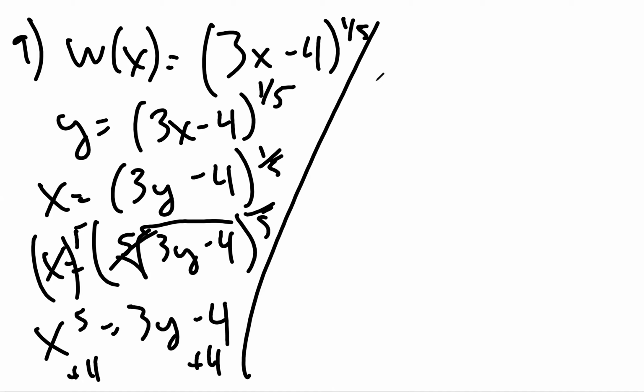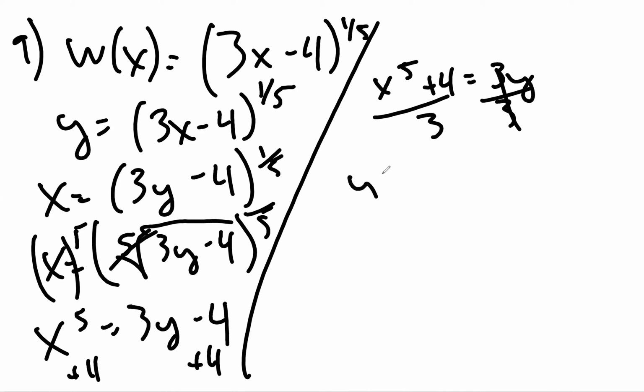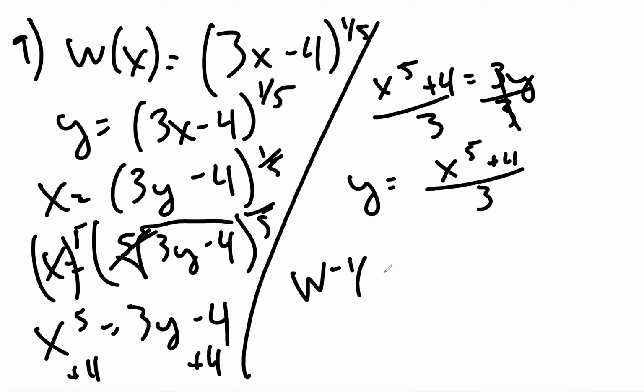Now I'm going to add 4 to both sides, so that gives me x to the 5th plus 4 equals 3y. And now I'm going to divide both sides by 3, and that gives me y equals x to the 5th plus 4 over 3. And so I have y by itself, and I bring in my w inverse of x and say that it's x to the 5th plus 4 over 3. And so now, ta-da, done.